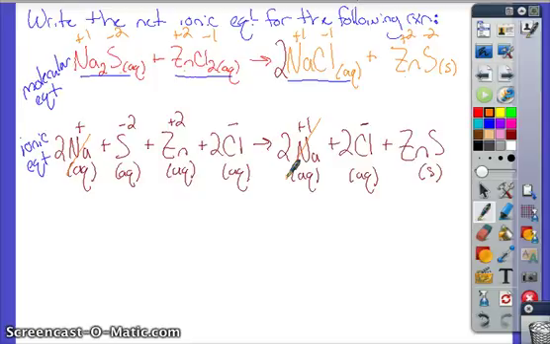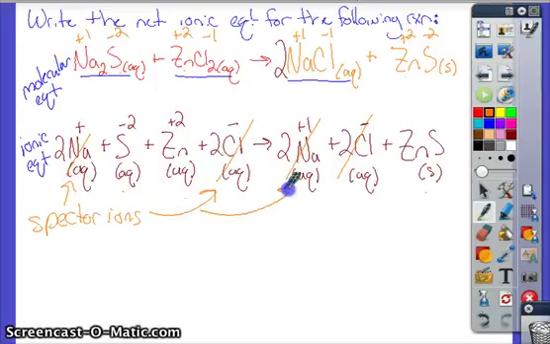Sulfur is aqueous on the reactant side, but in a solid substance on the product side. The same thing with zinc, so they do not cancel. Chloride is found on both sides. They cancel out. Everything that cancels is known as a spectator ion. Our final net ionic equation is going to take all non-canceled species and show them on both the reactant and the product sides.